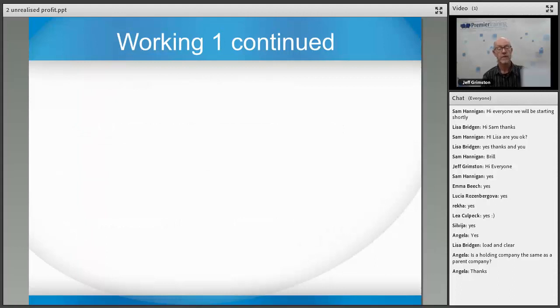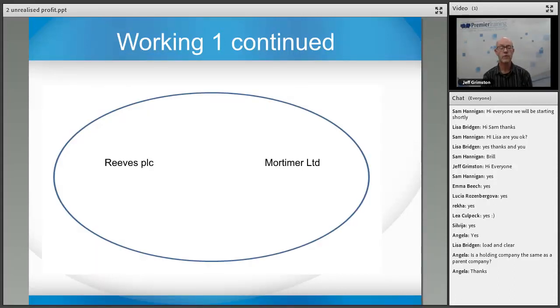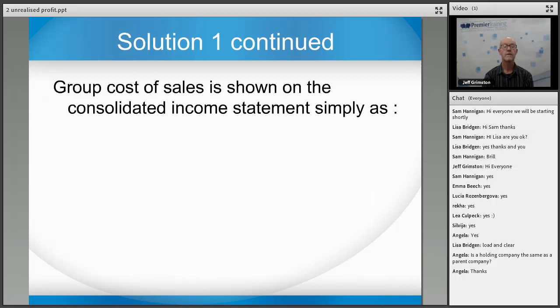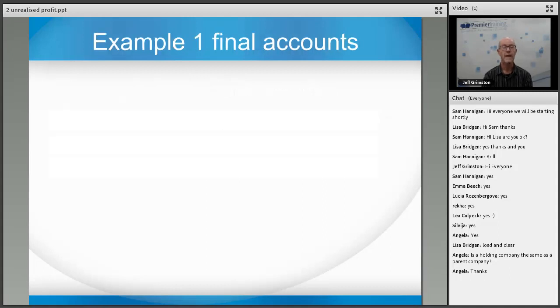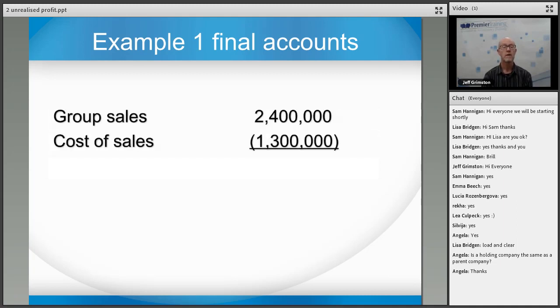Now, let's carry on with the working. There's our group, Reeves, Mortimer. £800,000. All of it has come in from outside the line. Mortimer, 500, all from outside. Just add them up. 800 plus 500, £1.3 million. So if we were to produce a very simple final account, we've got group sales 2.4 million. We've got cost of sales 1.3 million, which gives a gross profit of £1.1 million. You might make a note of £1.1 million because we'll see that number again shortly.